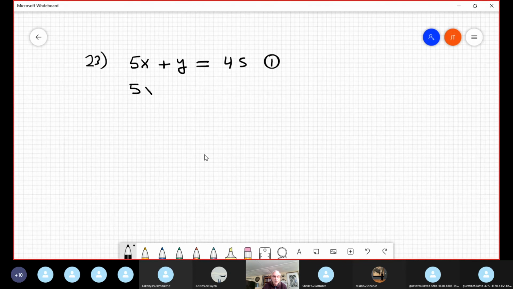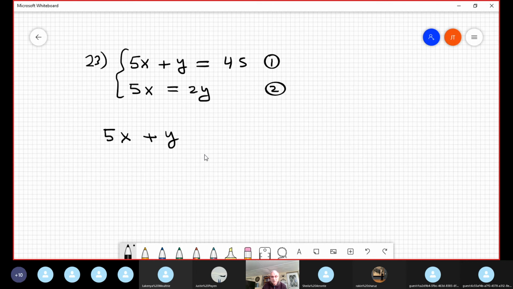5x equal to 2y. Equation 2. Wow, this equation 2 is weird. This equation 2 is not expressed in standard form. Okay, if you want, we can change it like that. 5x plus y equal 45. This is a standard, beautiful standard. I move this to say 5x minus 2y equals 0.